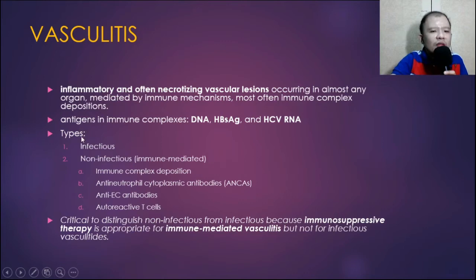Next, what are the types? You have infectious, and second is non-infectious. It is very crucial to diagnose whether this vasculitis is caused by an infectious cause, because the treatment for infectious, of course, is antibiotics. In non-infectious vasculitis, the treatment is of course control of the inflammation, by the use of immunosuppressive drugs.